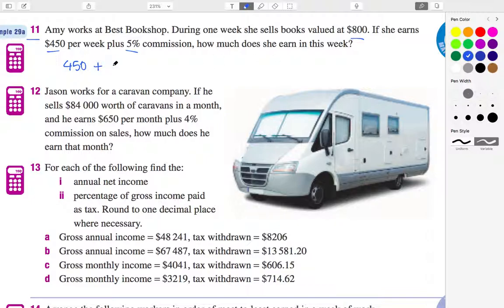So we're going to add the commission on $800, right? So times it by 5%, and bingo, you're going to have your answer, right? So you have 800 times 5%. So 800, sorry, times 0.05, and you're going to add 450 bucks, and that's $490 that she makes, okay? So that's her weekly pay, and that's extra commission.